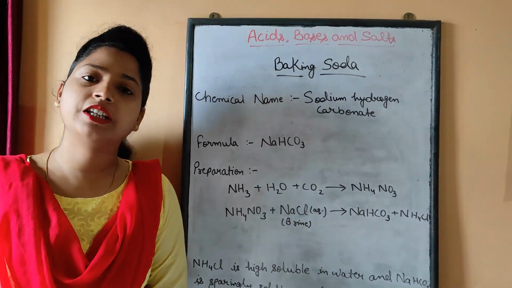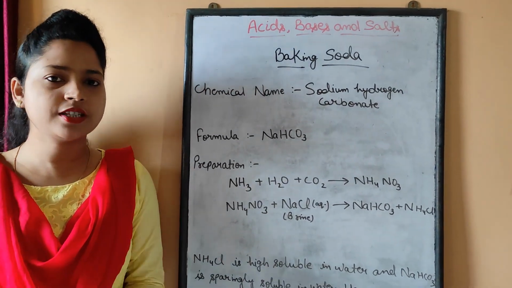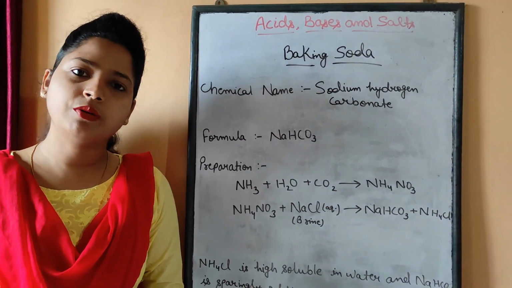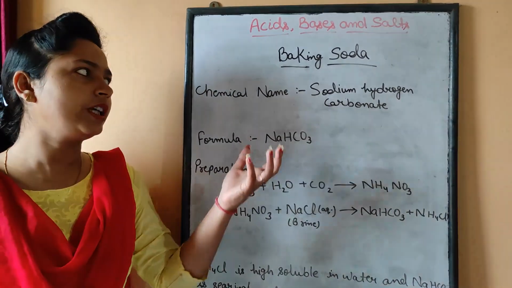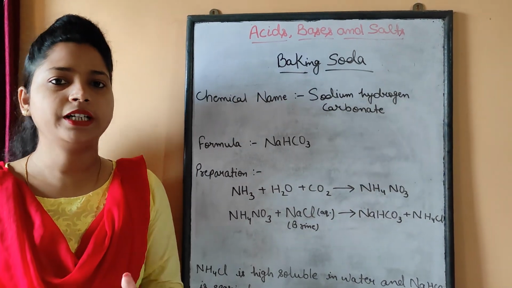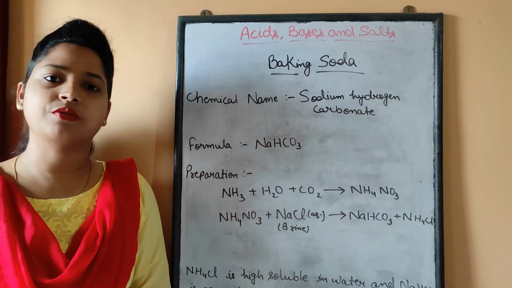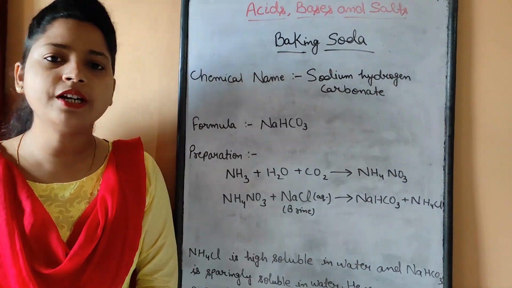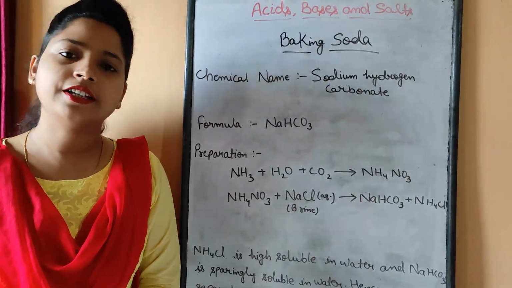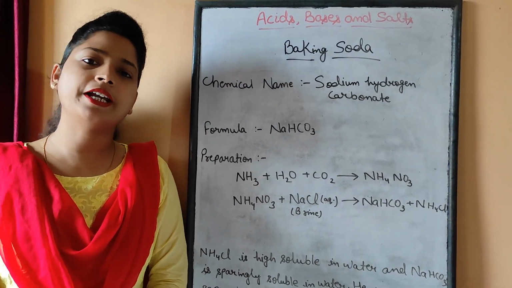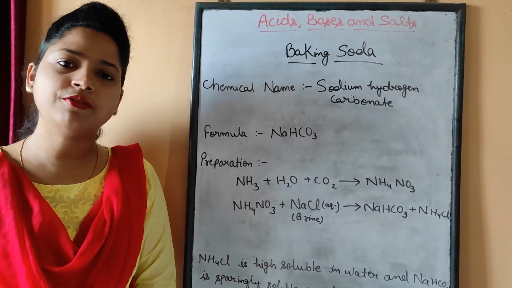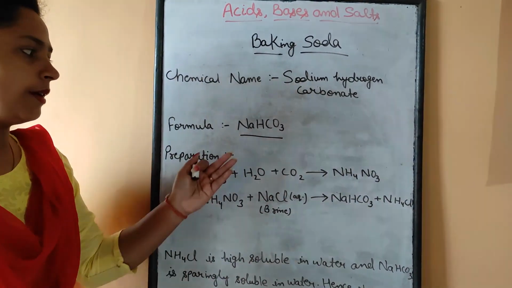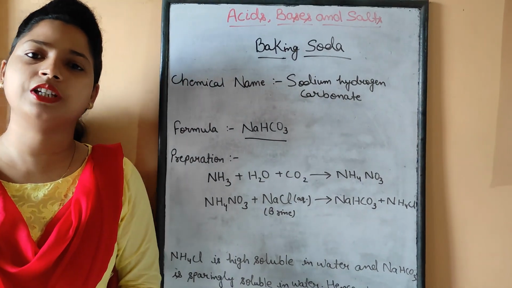Actually, it is the main ingredient of baking powder. Students, do not confuse baking soda with baking powder. Baking powder is actually a mixture of baking soda with some more compounds, but its basic constituent is baking soda. The chemical name of baking soda is sodium hydrogen carbonate, also called sodium bicarbonate, having the chemical formula NaHCO3.